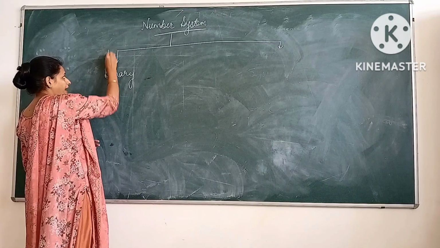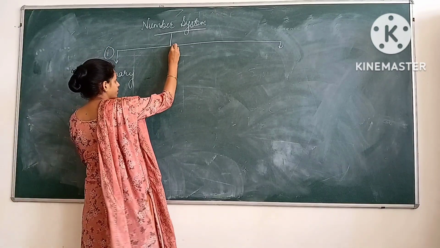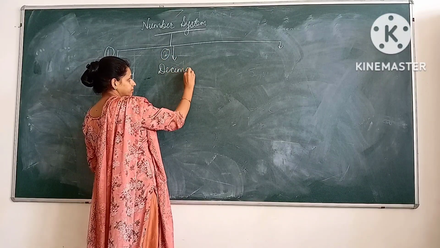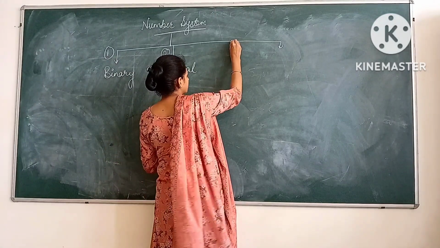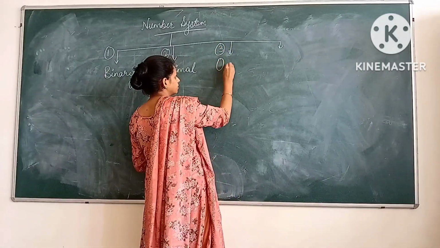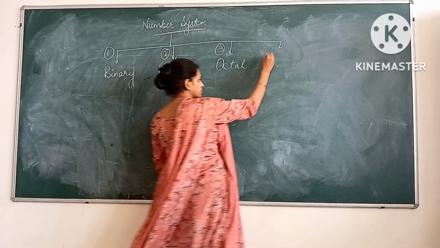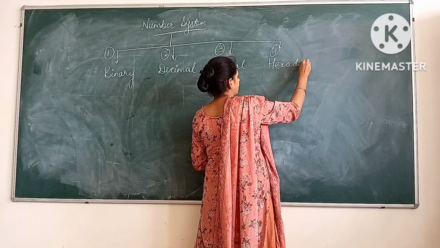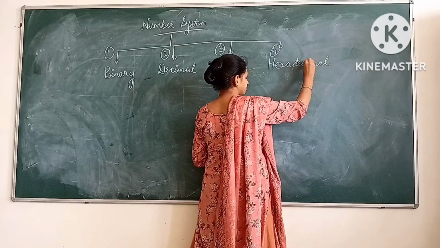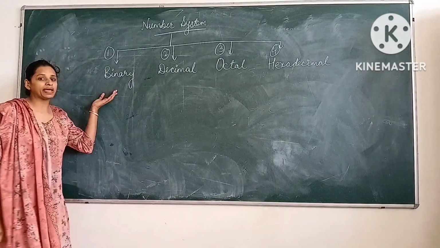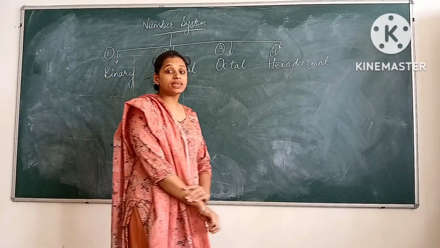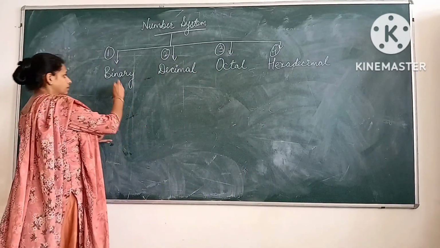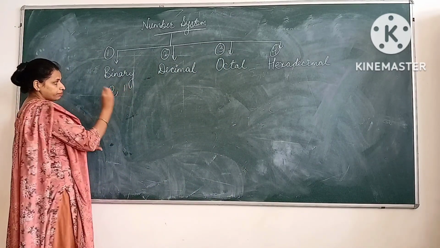First, binary number system. Second, decimal number system. Third, octal number system. And fourth, hexadecimal number system. So first one is binary. What is binary? Binary includes only bits, that is 0 and 1.